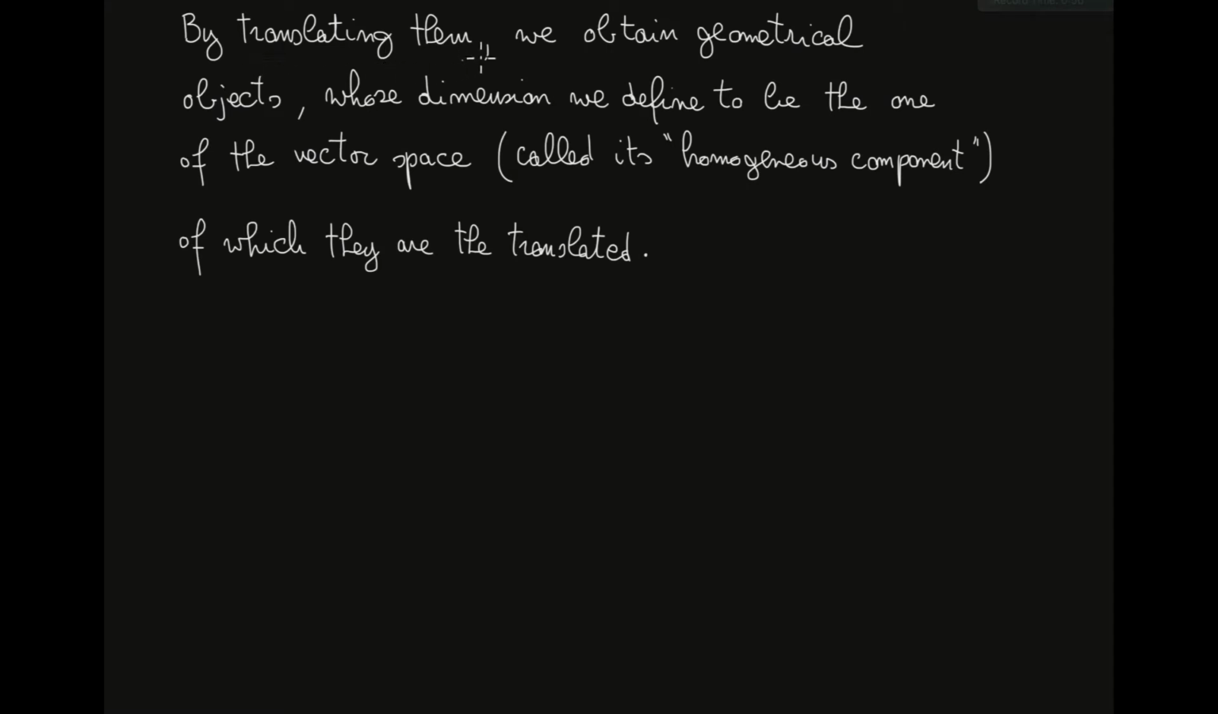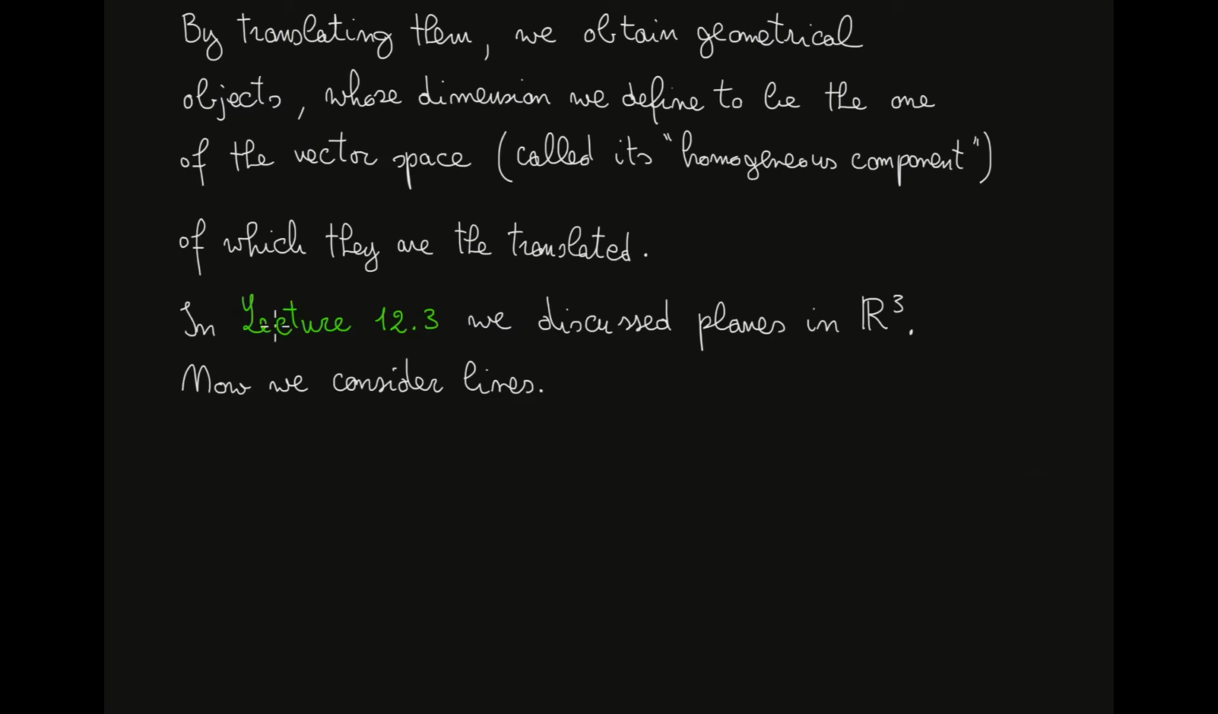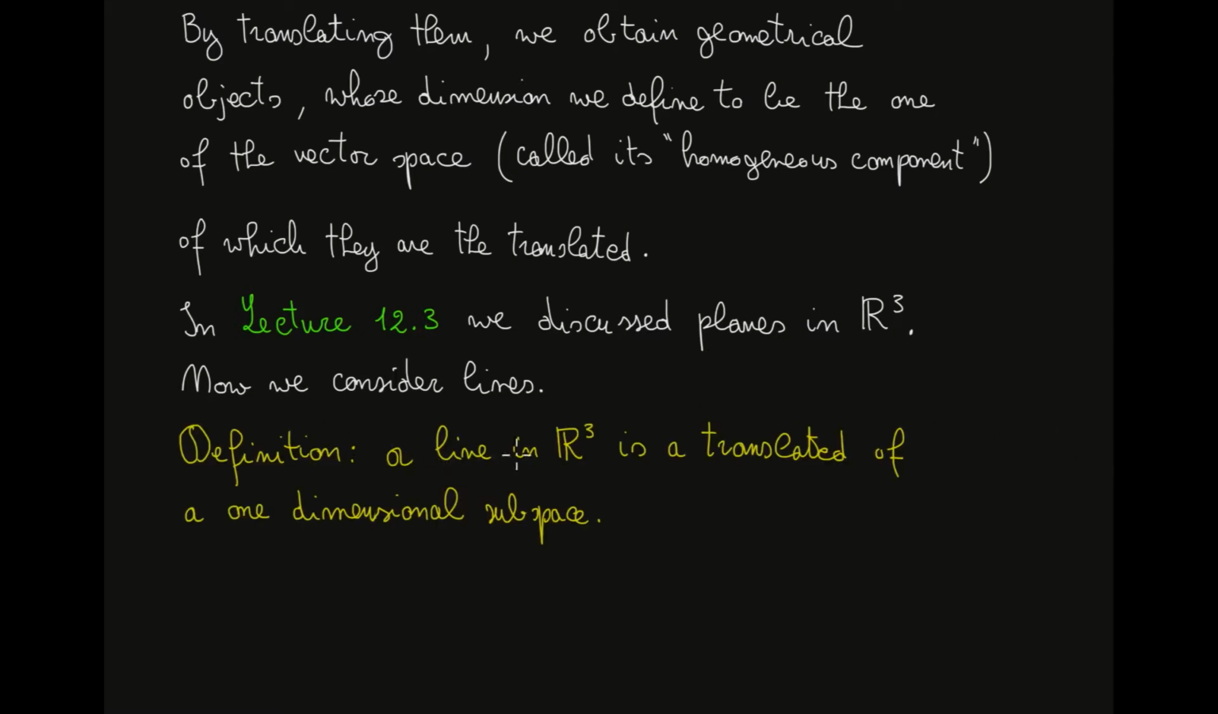By translating them, we obtain geometrical objects, whose dimension we define to be the one of the vector space, called its homogeneous component, of which they are the translated. In lecture 12.3, we discussed planes in R3, whereas now we consider lines. Definition: a line in R3 is a translated of a one-dimensional subspace.